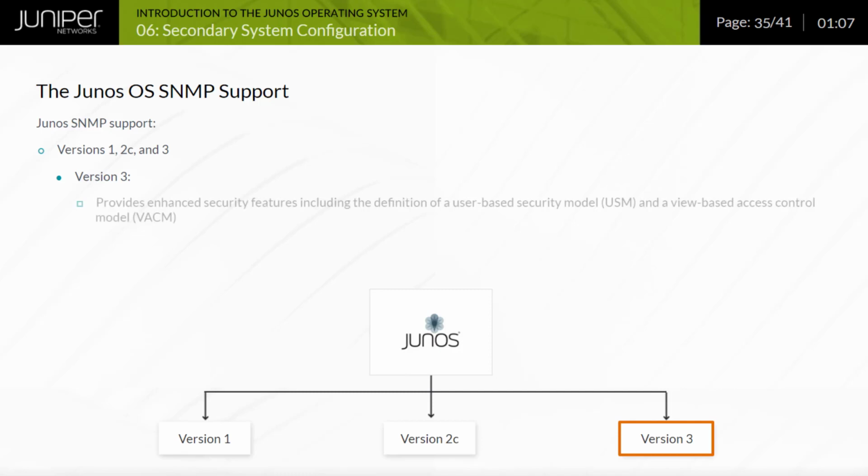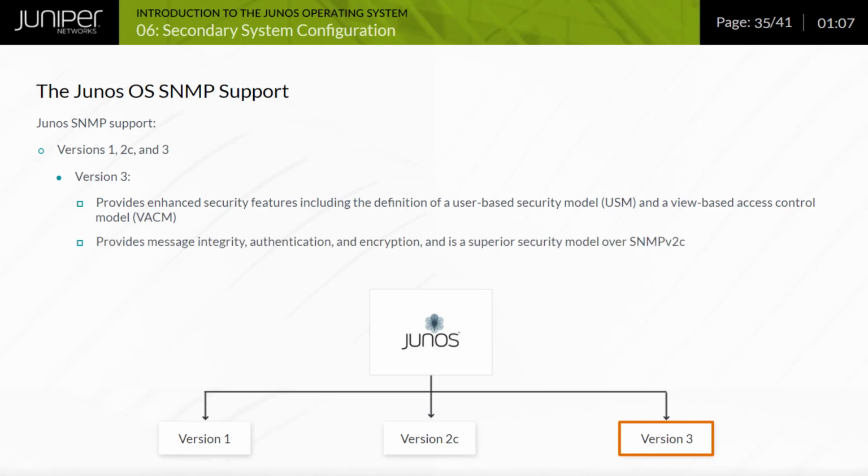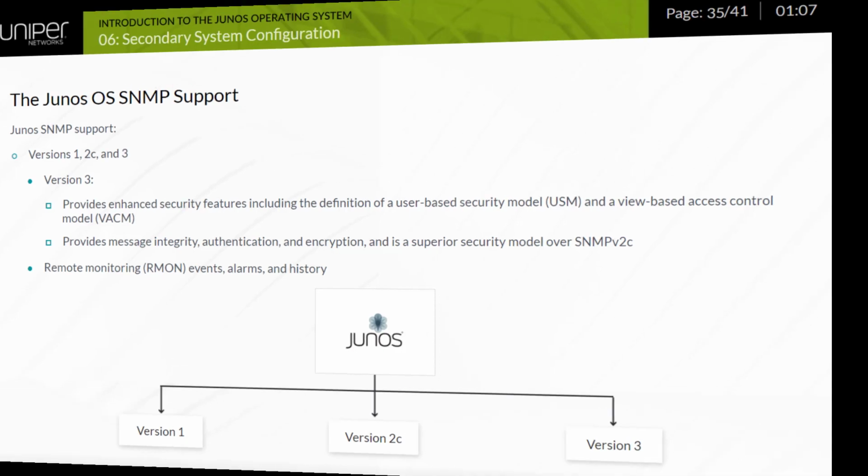SNMP version 3 is the most up-to-date version and provides enhanced security features, including the definition of a user-based security model, or USM, and a view-based access control model, or VACM. SNMP version 3 provides message integrity, authentication, and encryption, and is a superior security model over SNMP version 2C, which uses plain text community strings. The Junos OS also provides support for remote monitoring, or RMON, events, alarms, and history.